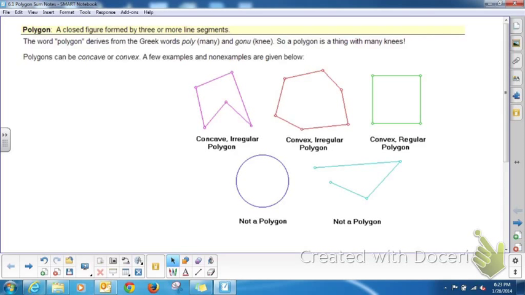Chapter 6 is all about polygons. We are going to explore them in a variety of different ways. We're going to mostly focus on quadrilaterals, quad meaning four, laterals, sides, lines. But in this section, we're going to investigate all types of polygons.